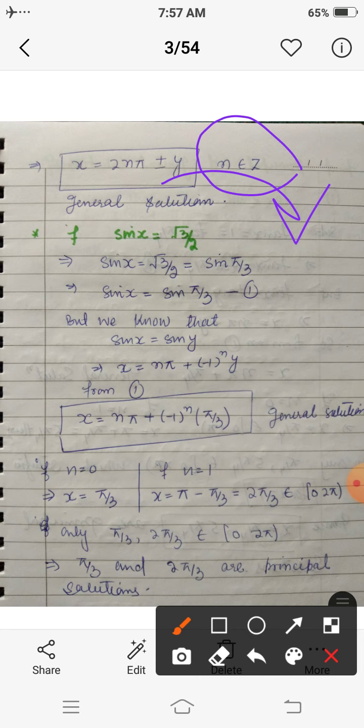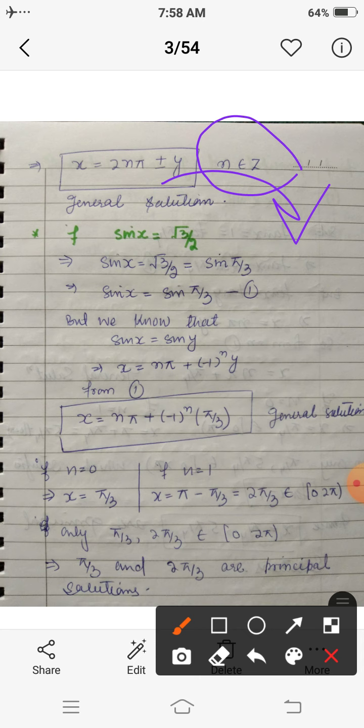Similarly, you can find its principal solution by putting n equal to some particular numbers, and after putting the particular or fixed value of n, if that lies in the interval 0 to 2 pi, then that is the principal solution.